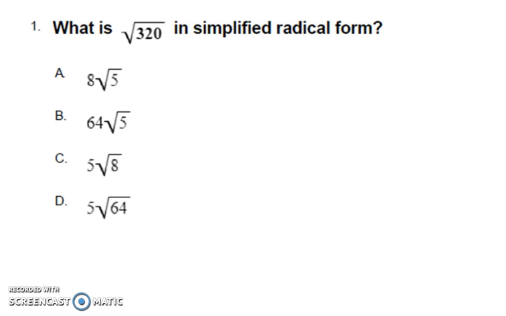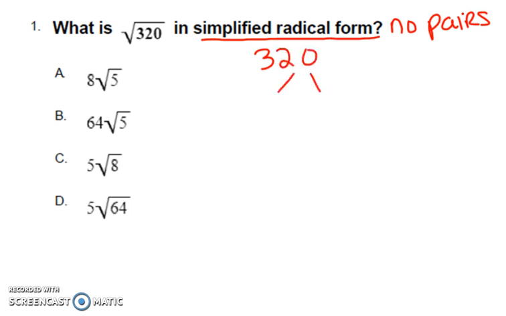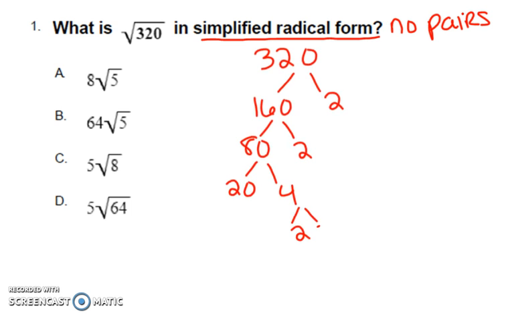If we look at question 1, what is the square root of 320 in simplified radical form? Well, first of all, simplified radical form means there are no more pairs that can be circled. And I know there's pairs because it's the square root symbol and there's no 3 out in front. So if I take 320 and I break it down, I'm going to do 2 and 160, 80 and 2. I'm going to do, in this case, 20 and 4. Well, 4 I can break down to 2 and 2. 20 I can break down to 5 and 4 breaks to 2 and 2.